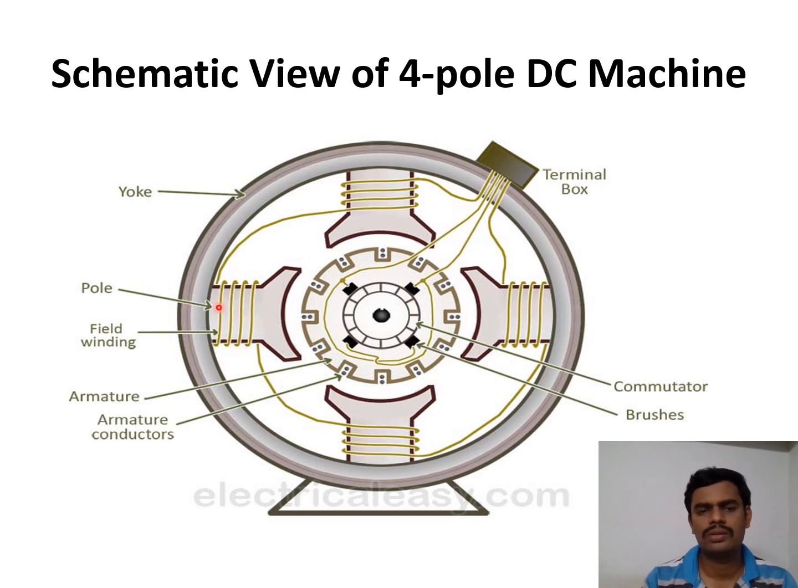These are the poles or pole core. This is the pole shoe. These are the field windings. This is the armature. The centermost part is called the armature core. The armature core has slots filled with winding called armature conductors or armature winding. This is called the field winding. The outermost covering of all this is called the yoke. This is called the base plate.